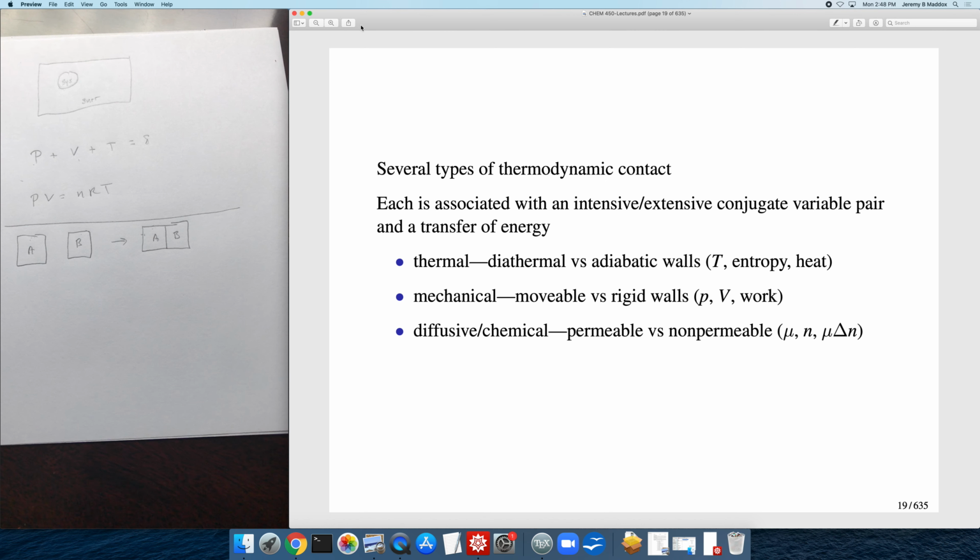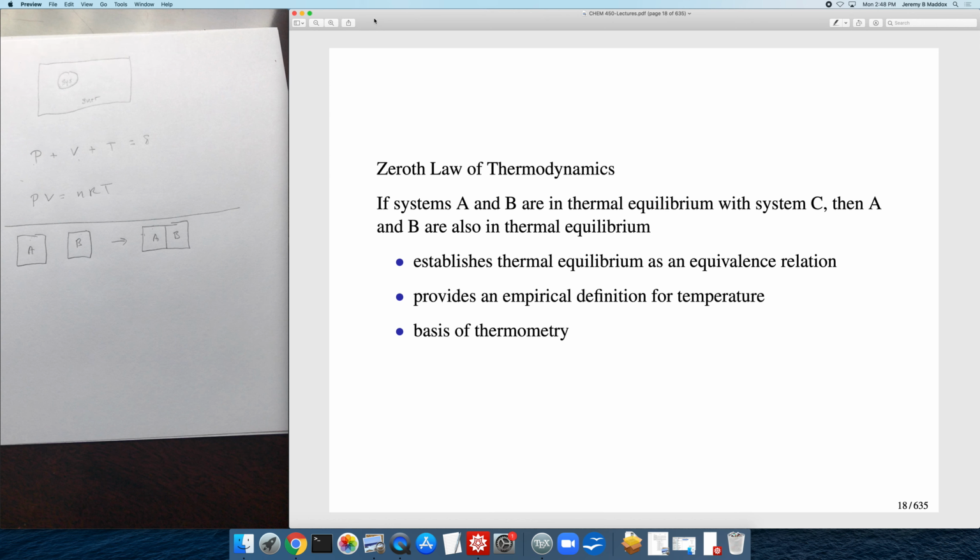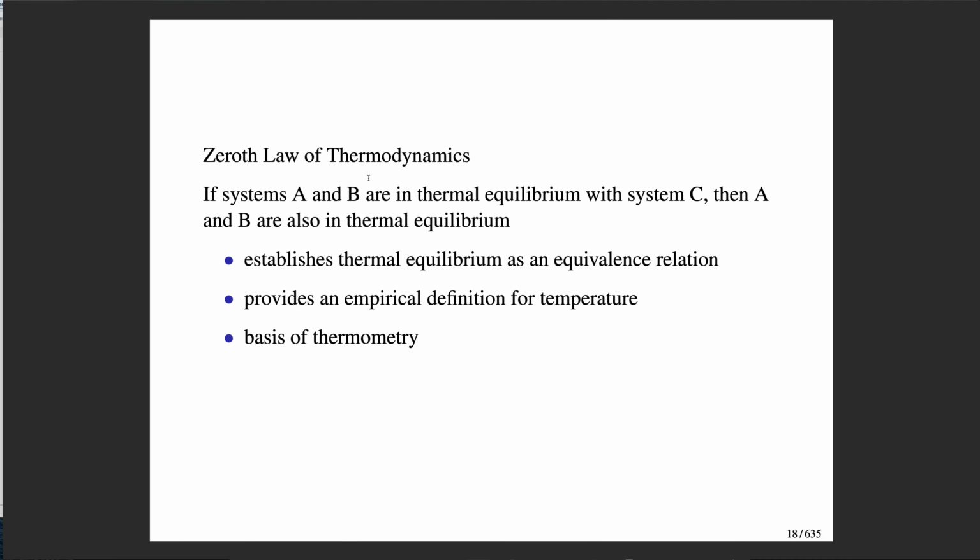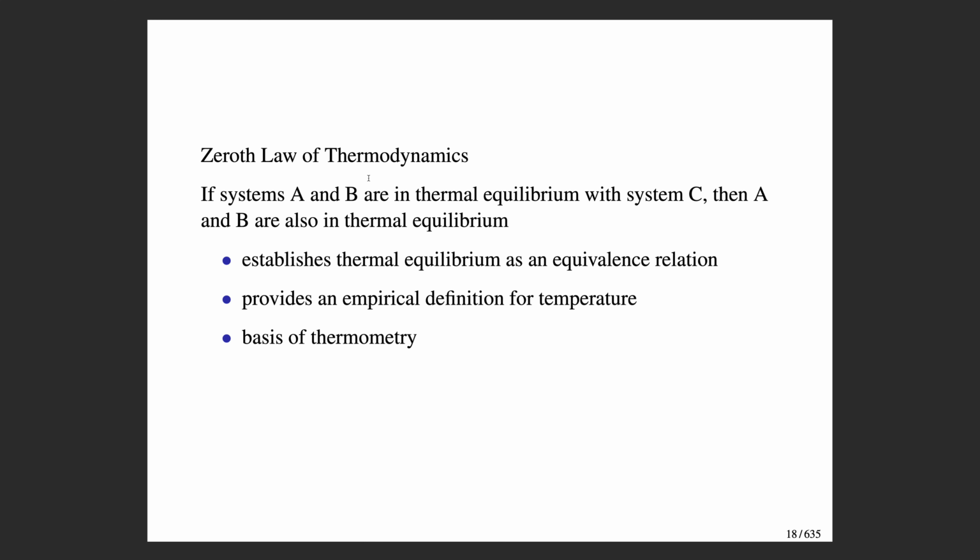So now we're ready for the Zeroth Law of thermodynamics. We've sort of introduced the idea of equilibrium states. And the Zeroth Law, it's written rather axiomatically. It reads more like a math statement than anything else. If two systems A and B are in equilibrium with the third system C, then systems A and B are also in thermal equilibrium with one another.